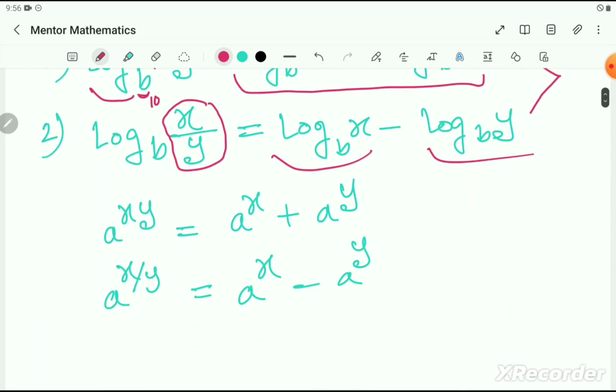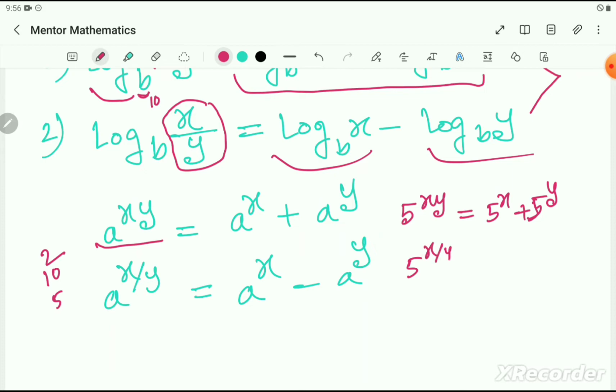The same goes for exponential problems. In the case of exponential formulas, we can write in a similar way. For example, a here is a base, it's a number, it could be 2, it could be 10, whatever, it could be 5. For example, if we write 5 power x y, then we can write 5 power x plus 5 power y according to the formula. Similarly, 5 power x divided by y can be written as 5 power x minus 5 power y.